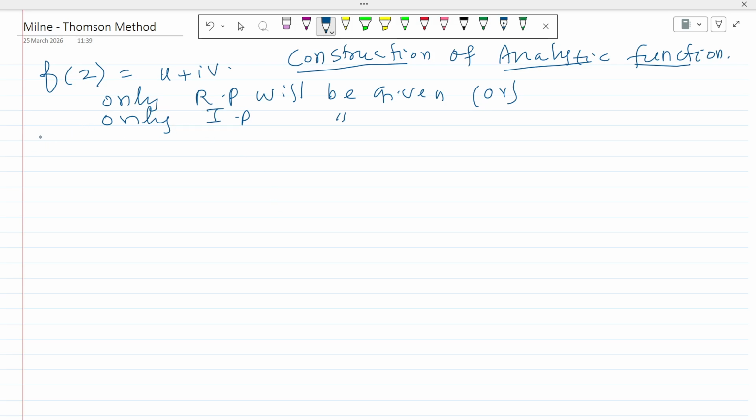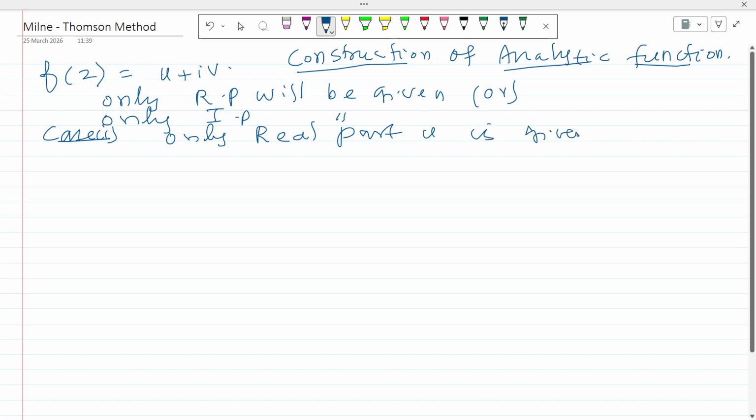Okay, listen. Case 1. Only the real part is given. Real part u is given. Then how to construct the analytic function f of z? Okay, listen. So u is given. Let f of z equal to u plus iv.